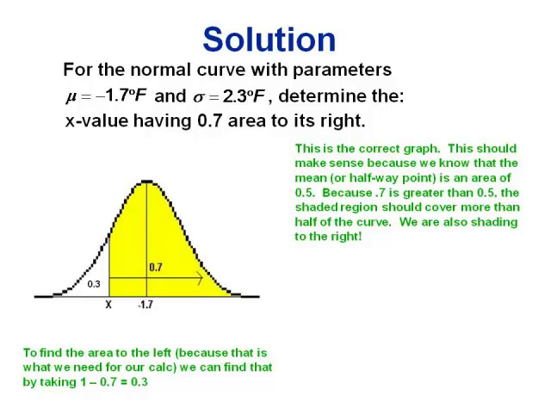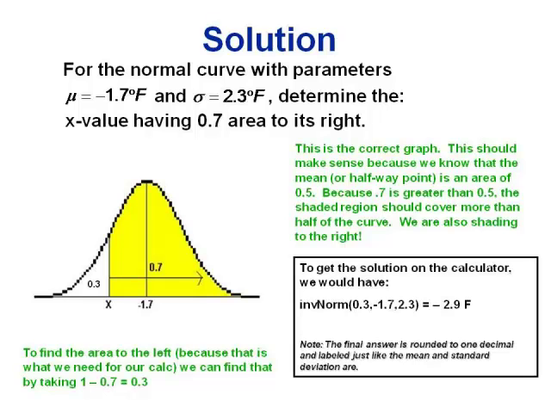Well, once we've got the picture, we need to think about how to put that in the calculator, because the calculator only goes one direction. Inverse norm will only calculate the cutoff from the left. So we need to think about that. If I have 70% to the right, it's a total of 100%, so that leaves 30% to the left. That's what I'm actually going to have to tell the calculator, because it always calculates from the left. So I'm going to put it in as inverse norm 0.3 and then the mean and the standard deviation, and that'll come out to negative 2.9 degrees on this one.